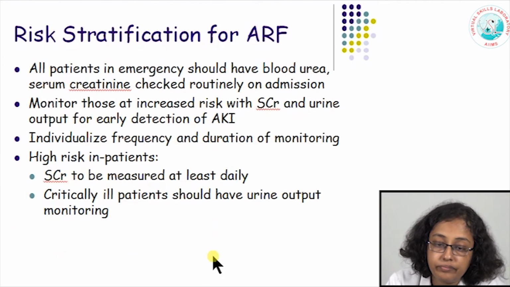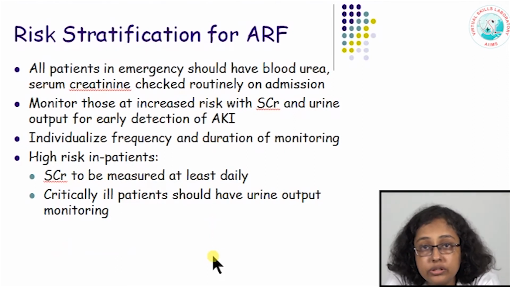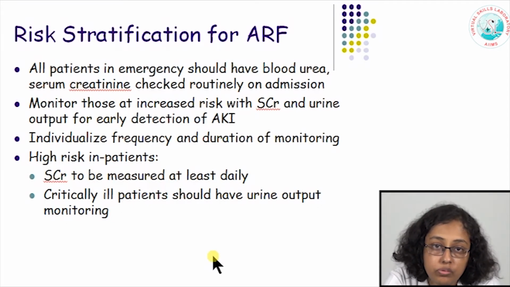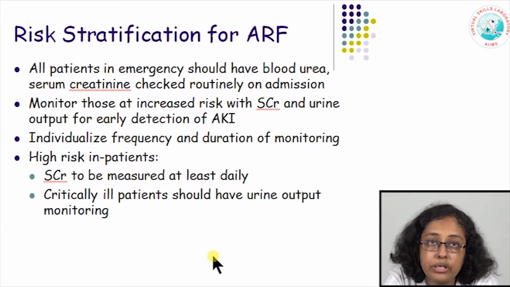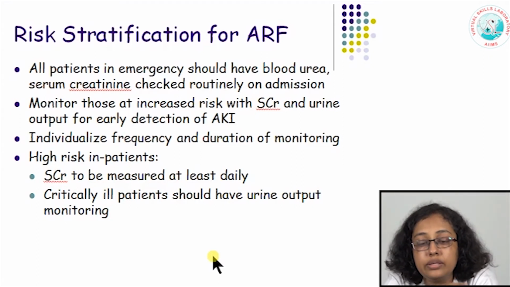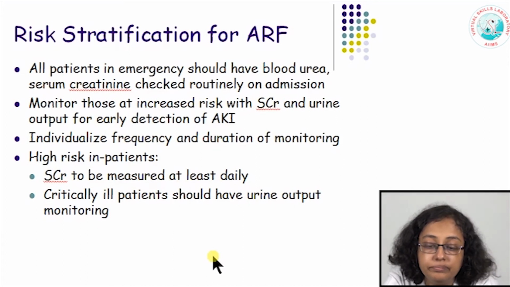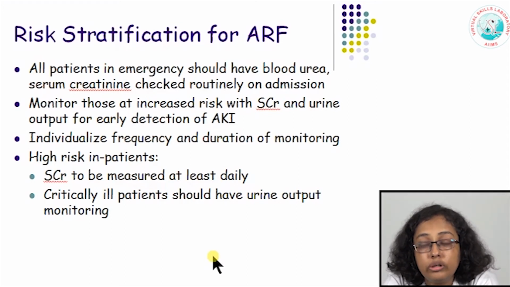So, when a patient is seen in an emergency or on a renal consult to any other service, every patient should have a blood urea and serum creatinine checked at the baseline routinely. The patient should be evaluated clinically for the exposure factors as well as the susceptibility factors. And based on the exposure, the patient is stratified as low risk, medium risk, and high risk. And based on this risk stratification, the patient should undergo serum creatinine testing and urine output monitoring at regular intervals for early detection of acute renal failure. Now, the frequency and duration of monitoring will change depending upon the degree of risk the patient is exposed to.